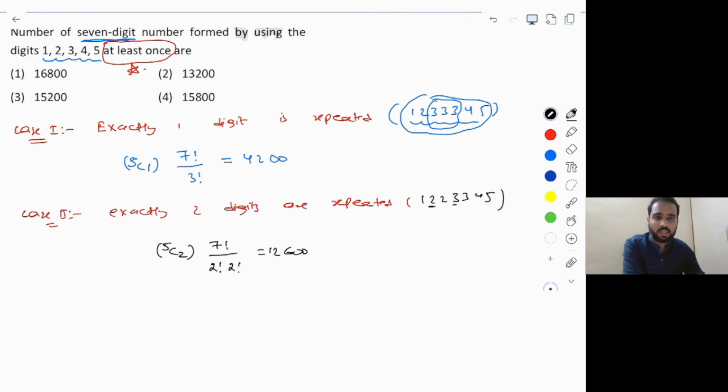That is case three, that is, exactly three digits are being repeated. Think about it. Take 5 seconds and think whether case three is possible, where exactly three digits are being repeated.